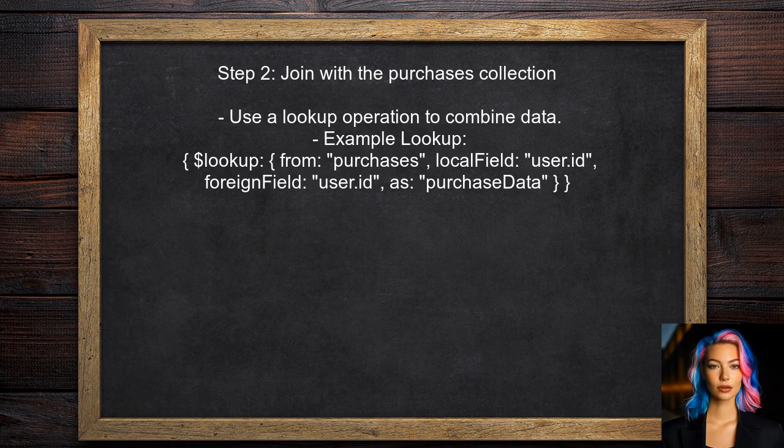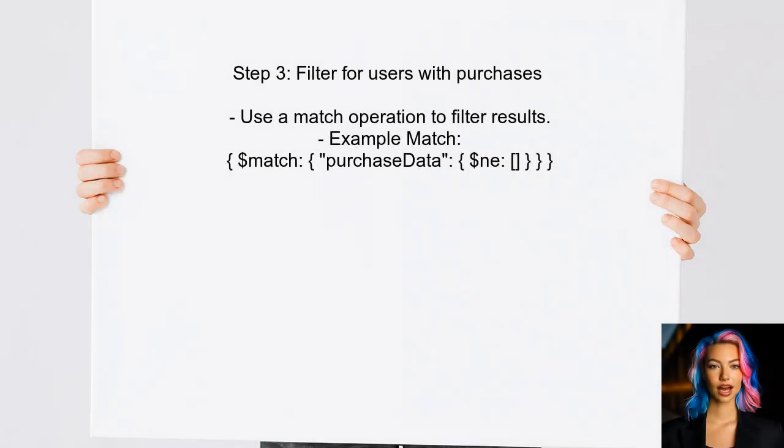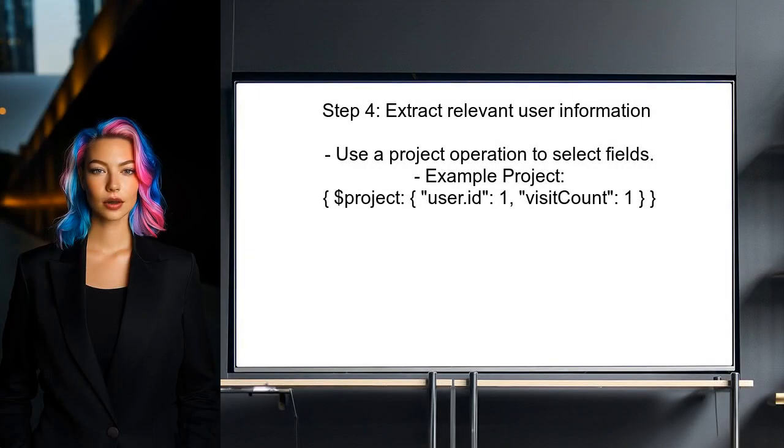The user can use a lookup operation in their query. After joining the data, the user needs to filter the results to ensure that only users who have made at least one purchase are included. This can be done using a match operation. Finally, the user can extract the relevant user information. This can be done by projecting the necessary fields from the results, such as user ID and visit count.